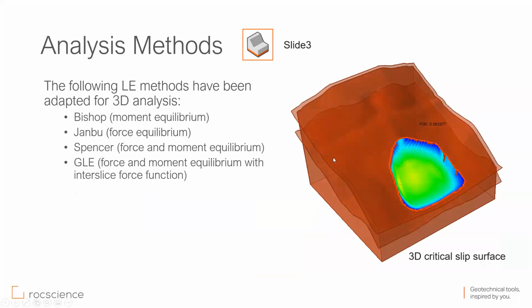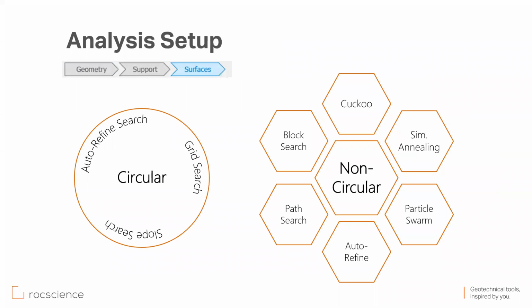In 3D, we don't have those 11 methods as in Slide2. We have only 4 methods that we recommend people to use. So this is what we have in the Slide3 software, 4 different methods. However, regardless of the methods of calculation of the factor of safety, there is something very important that you should know.